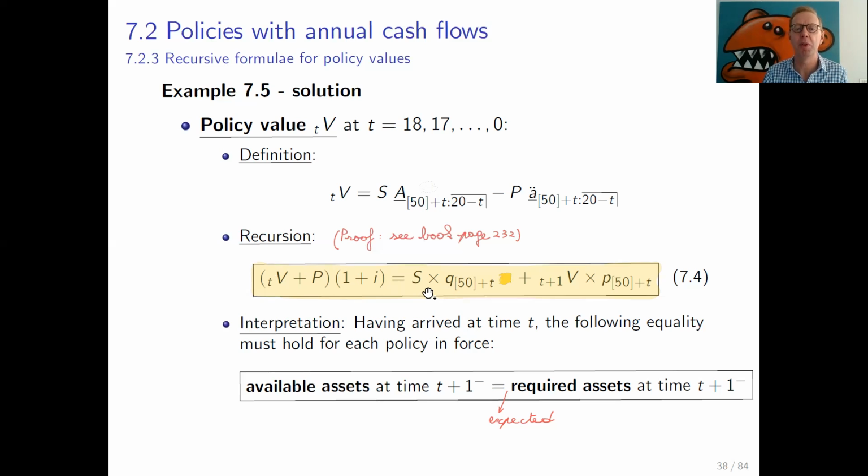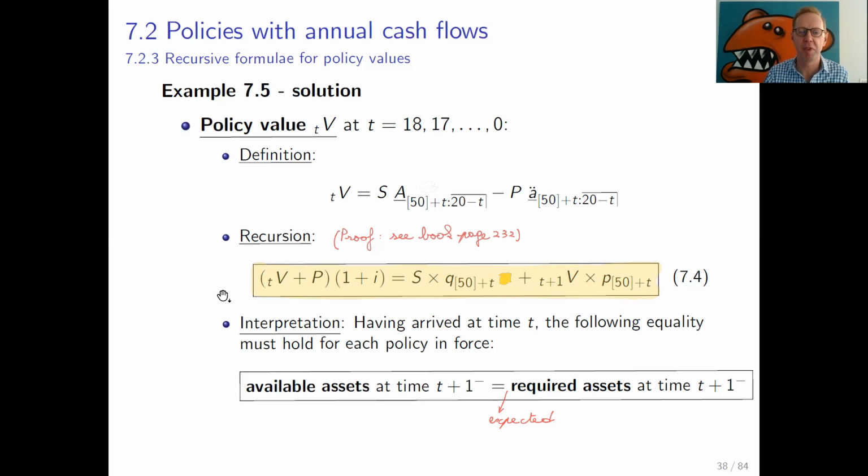Well, for all the insureds who die, we need S. For all the insureds who survive, we need the assets Vt plus 1 to set aside. So we have q50 plus t, that's the probability that the person of age 50 plus t dies, multiplied by the death benefit S, plus p50 plus t, that's the probability that the 50 plus t year old person survives, multiplied by Vt plus 1, namely the policy value that we have to set aside.